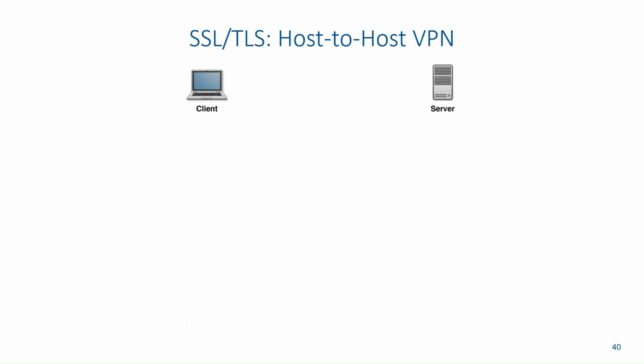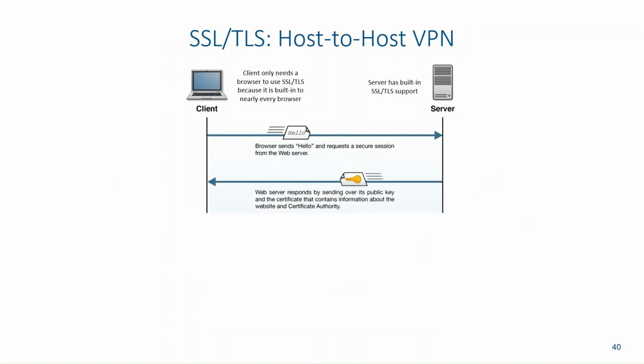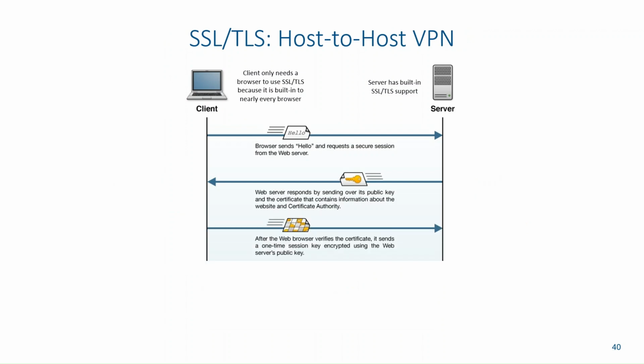So there are various methods to using VPNs. First method is SSL or TLS, where the client is going to communicate with the server. The client only needs a browser, and the server needs to have SSL built into it. So the client is going to send a hello request to the server, and the server is going to say, all right, here's my public key and the certificate that contains information about it and the certificate authority. And then the client is going to verify the certificate and then send a one-time session encrypted key that they're going to be able to communicate.